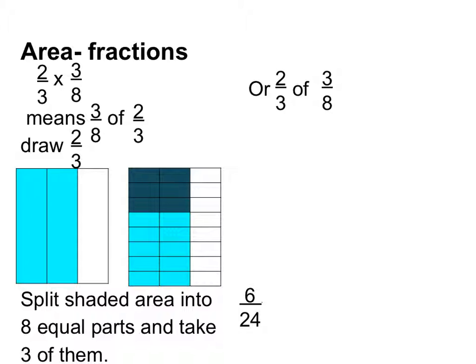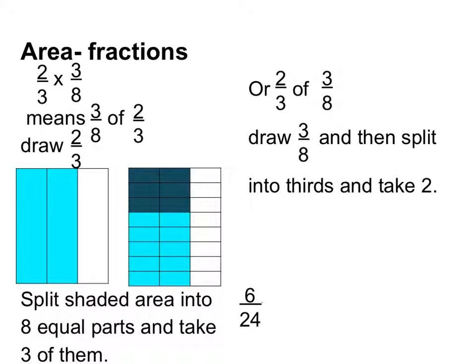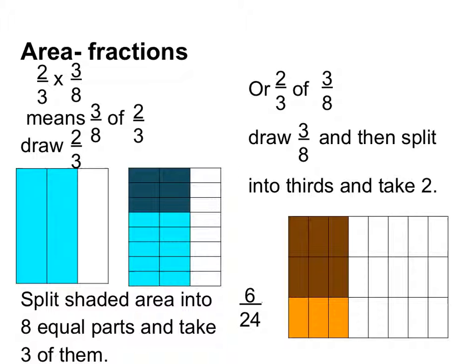Okay, maybe you interpreted this the other way. So 2/3 of 3/8. So this time we're going to start with the 3/8, and then we're going to split that into thirds and take 2 of them. So I did the 8ths up and down. Okay, so if I look here, this is my 1, 2, 3/8. 1, 2, 3, 4, 5 to give me a total of 8 pieces. I shaded 3 of them. Then of that, I wanted 2/3.